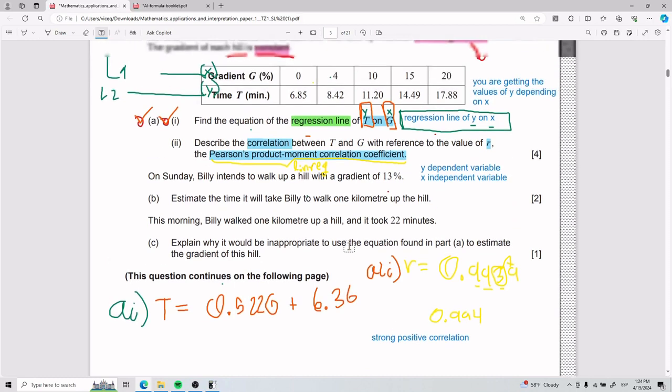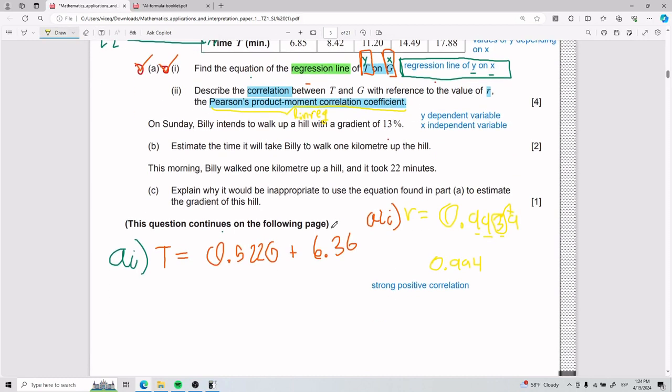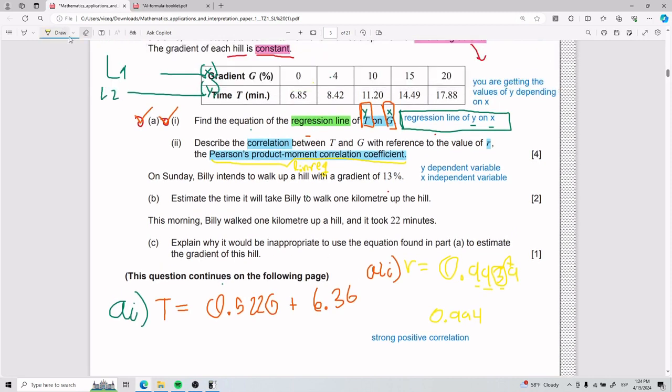With that, you're fine. And if you want to make sure you get the right answer, like 100%, you would say strong positive correlation because R is close to 1. As long as you point out that you got the R value, it'll be okay. Yeah. So that is part A, part double I.